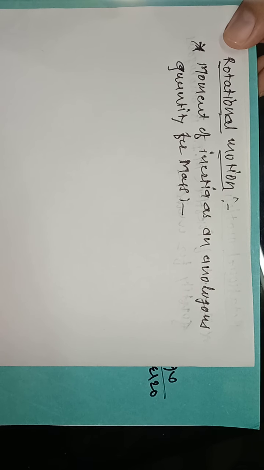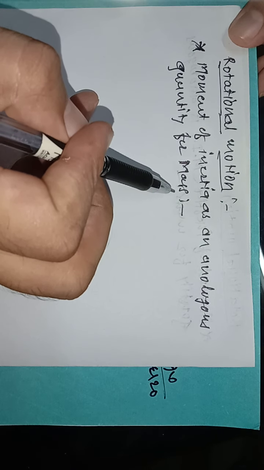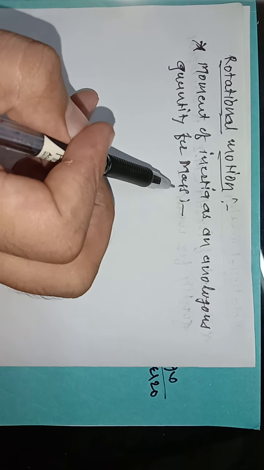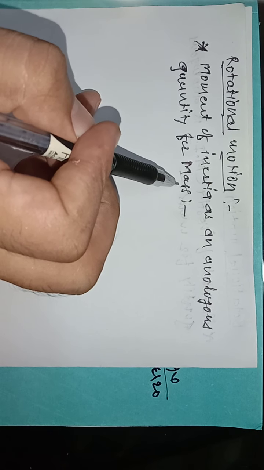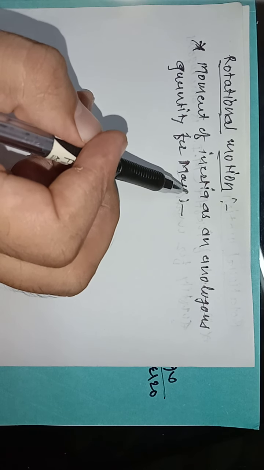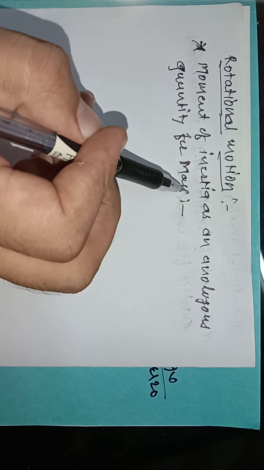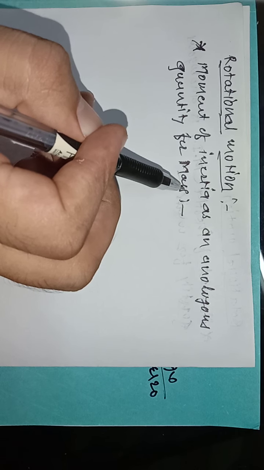Hi students, today we are discussing the second part of rotational dynamics, that is rotational motion. In rotational motion, the first most important point is the moment of inertia, which is an analogous quantity for mass. We know from 11th standard that angular displacement, angular velocity, and angular acceleration replace displacement, velocity, and acceleration in various kinematical equations.